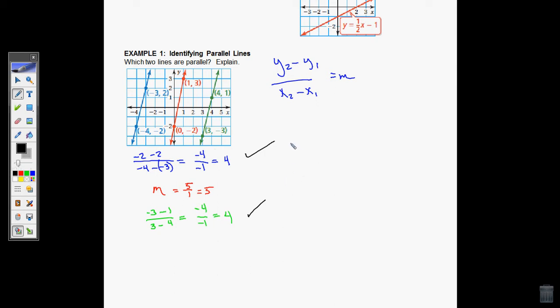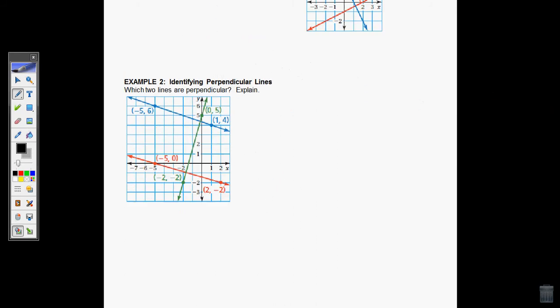And how are we going to explain that? We just need to explain that by saying parallel lines have the same slope. The blue line and the green line both have a slope of 4. Therefore, they are parallel. Alright, now let's talk perpendicular.